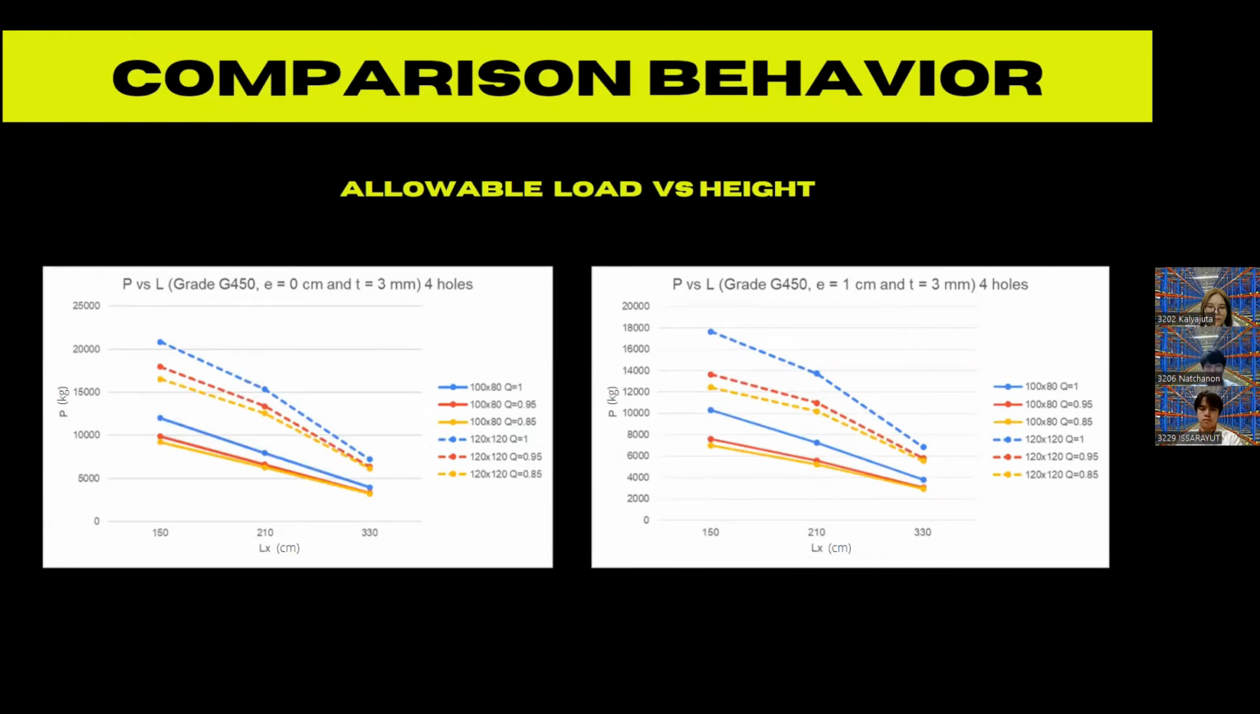Anyway, for steel grade G450 in section 100 by 80, the graphs are at the turning point between the inelastic and elastic curve, which displays as a linear line, but the rest has the same behavior.